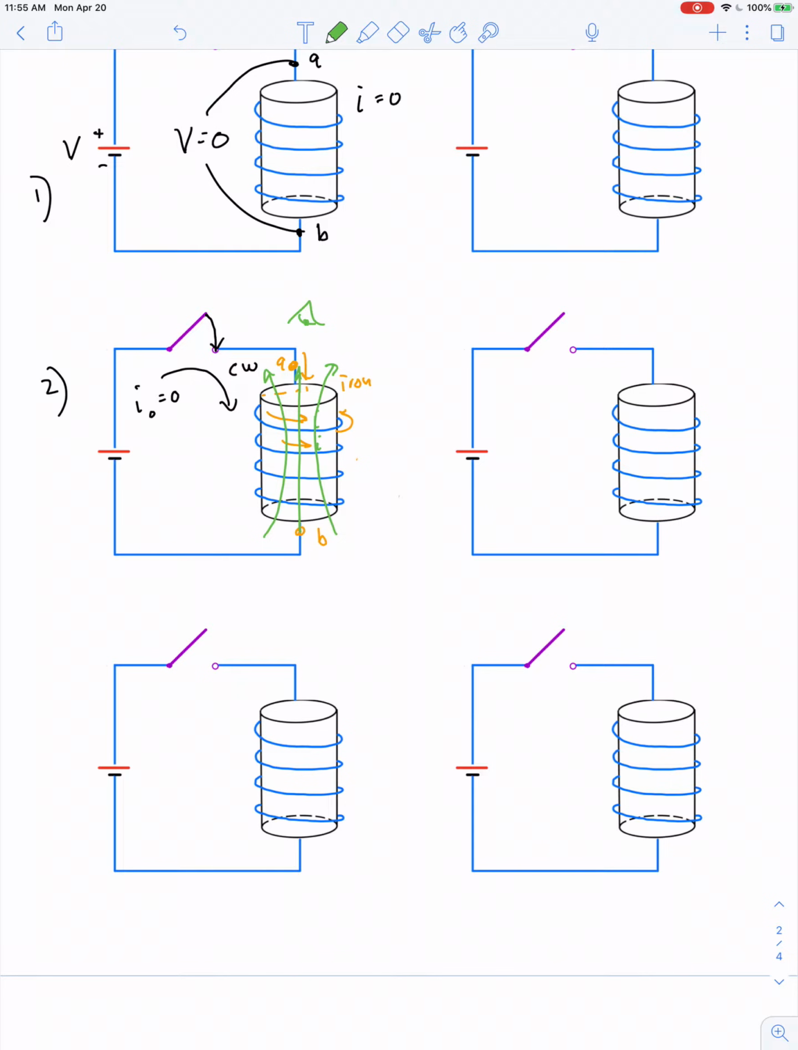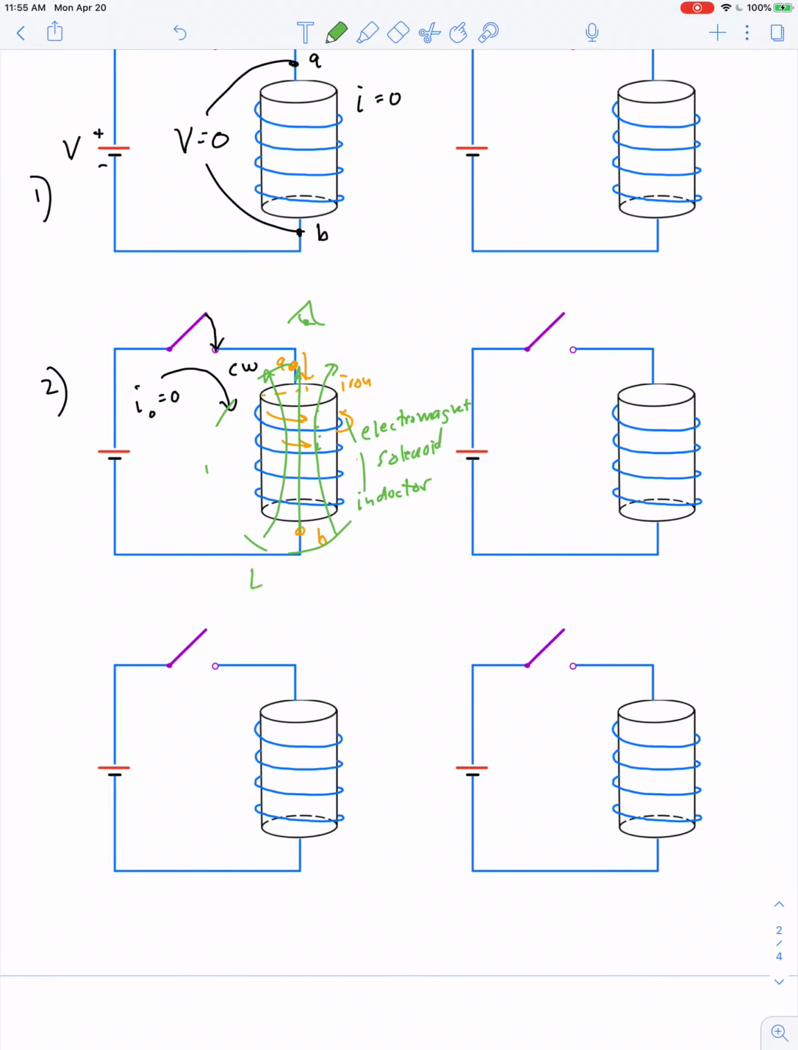Now these terms are interchangeable. We can call it an electromagnet. We can call this whole device a solenoid. Or here's a new name for it. We can call it an inductor.